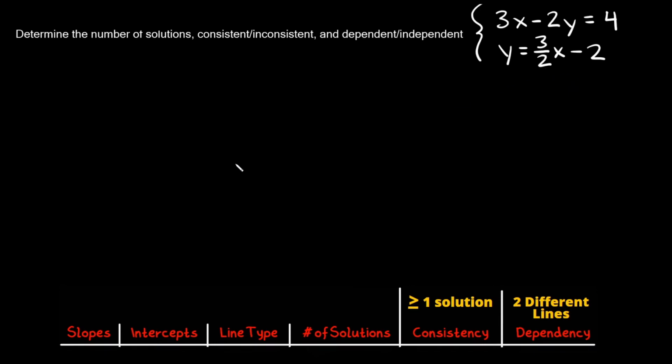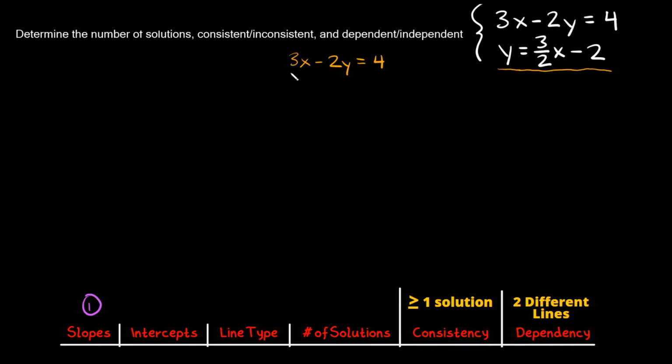Okay, so again, first step is just figuring out the slopes. Are they the same slope or are they different, okay? So again, we're gonna do that by putting both of these equations into slope-intercept form. So as you can see, the second equation is already in slope-intercept form, right? So we just have to change this first one. So let's do that right here. 3x minus 2y is equal to 4. Okay, so let's solve for y right here.